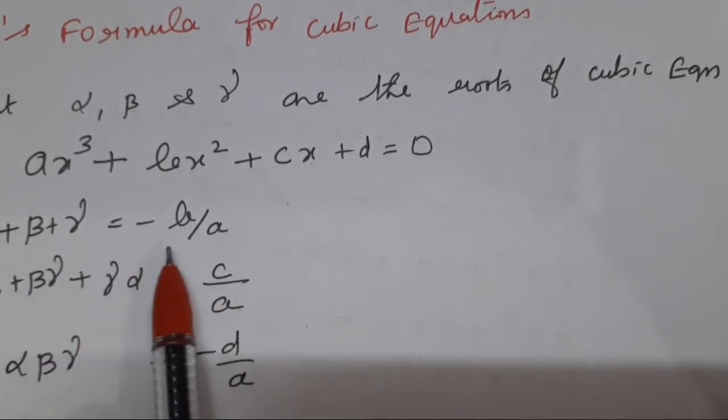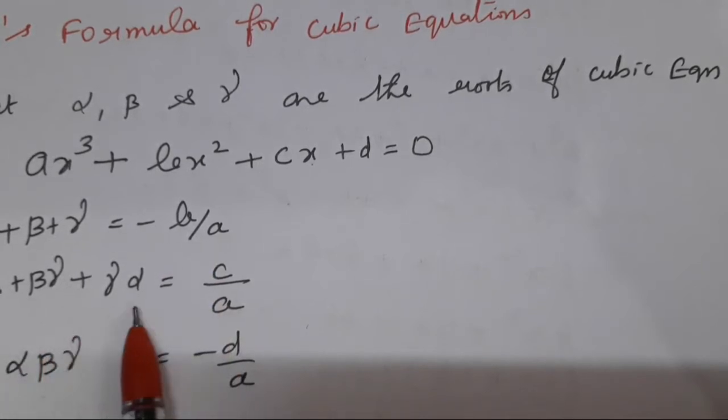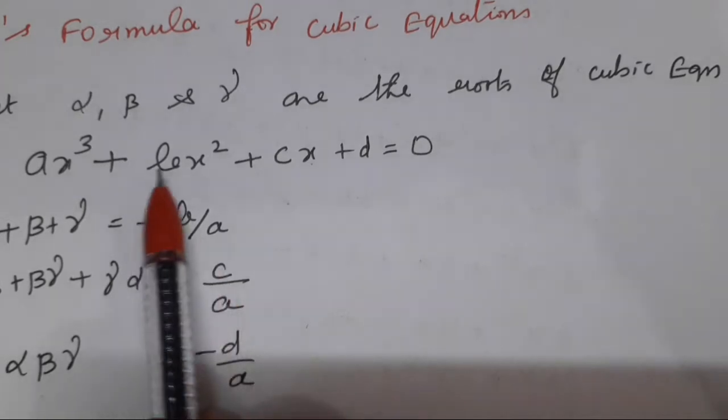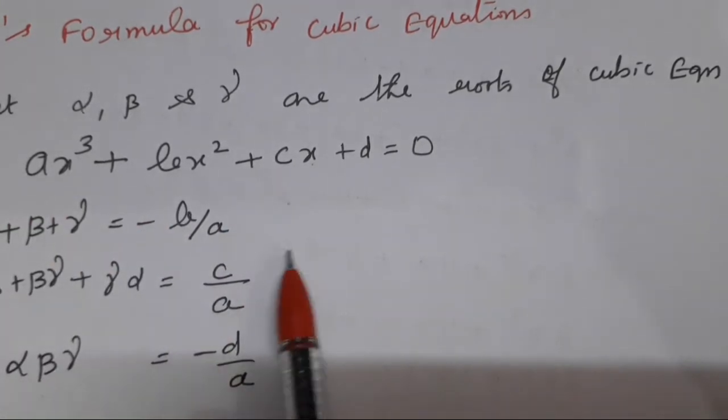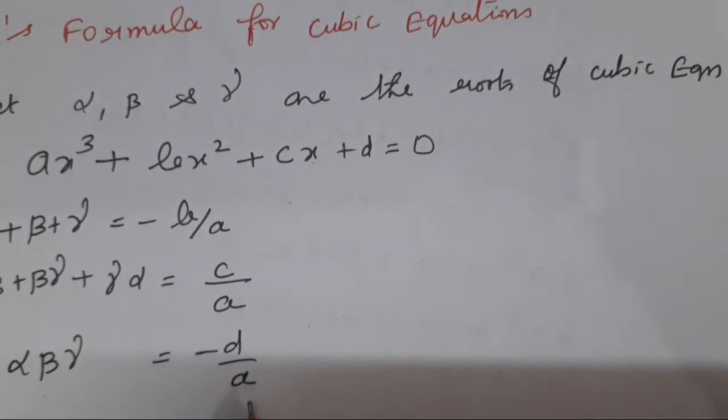So alpha plus beta plus gamma is minus b by a. Again, alpha beta plus beta gamma plus gamma alpha equals c by a. Next, alpha beta gamma equals minus d by a. Minus, plus, minus. Remember the alternating signs.